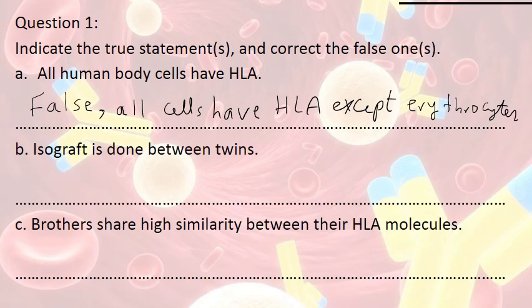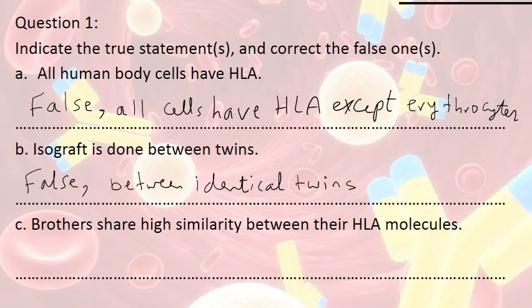Badia, B please. Isograft is done between twins. False. Correction: it is done between identical twins. Yes, between identical twins. Although I'm not writing all the statement, with a test or quiz you have to write all the statement. Al-Baki, C. True. Since they have some similarity in genetic makeup, they have some similarity in HLA molecules.